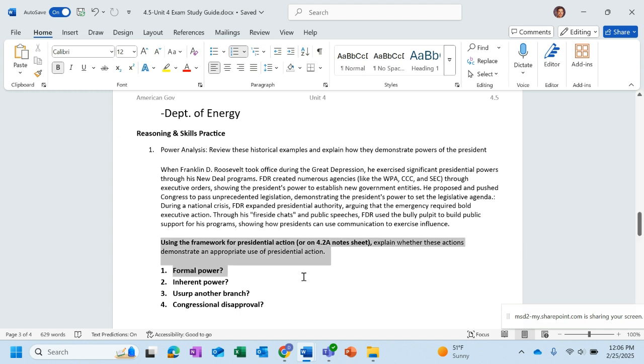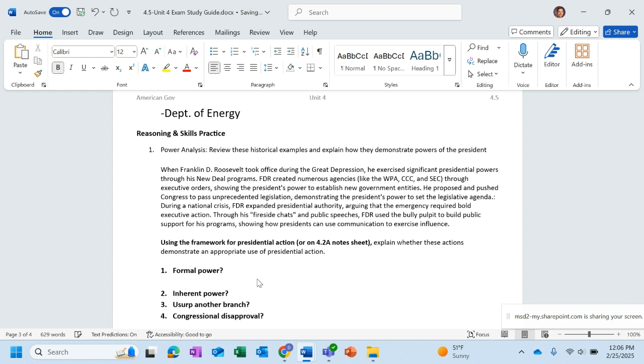So to say, what do these actions demonstrate? Appropriate use of presidential actions. Okay, well, what is the formal power? Well, there's appointment powers, there's the administrative powers, and there's the chief executive power. So executing the office of the president, the laws, enforcing the laws.